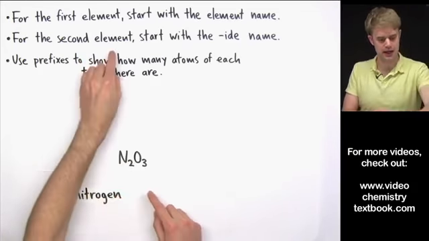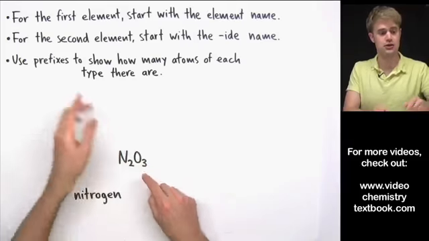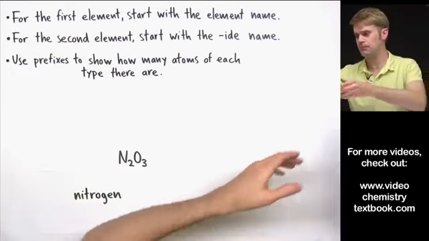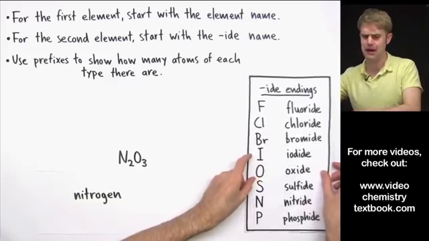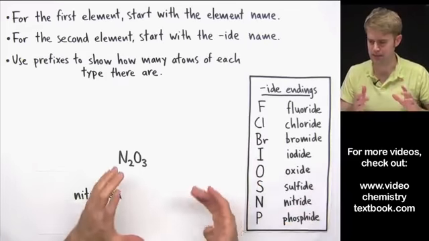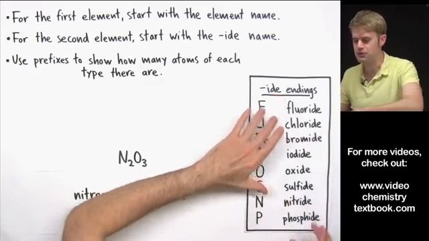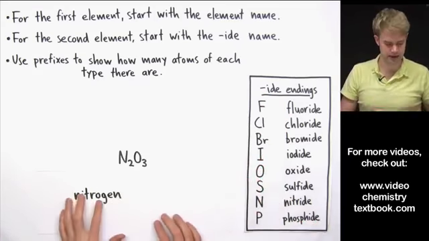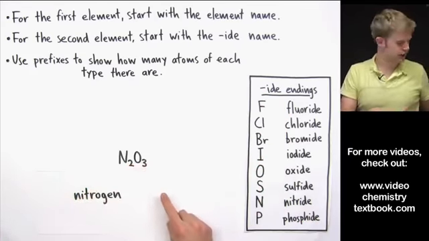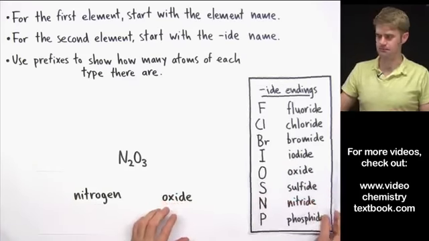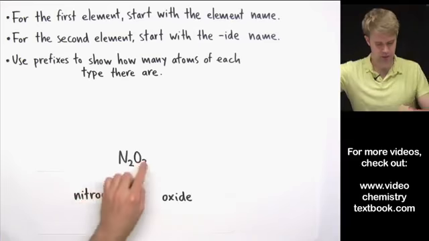Now for the second element, oxygen, start with the IDE name. The IDE name is the version of the element name that ends in IDE. These are actually the same names that we'd use to name negative ions. So we've got oxygen here, and we're going to use its IDE name, which is oxide. Okay, so we got nitrogen and we got oxide.